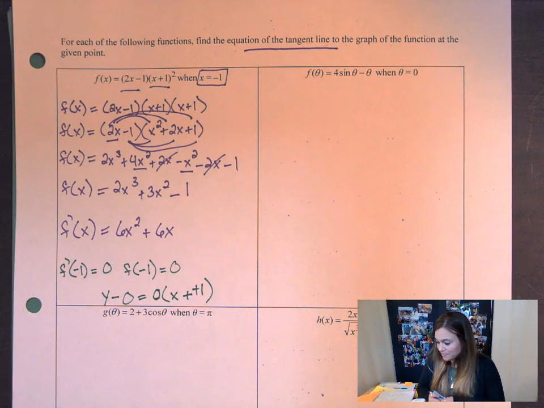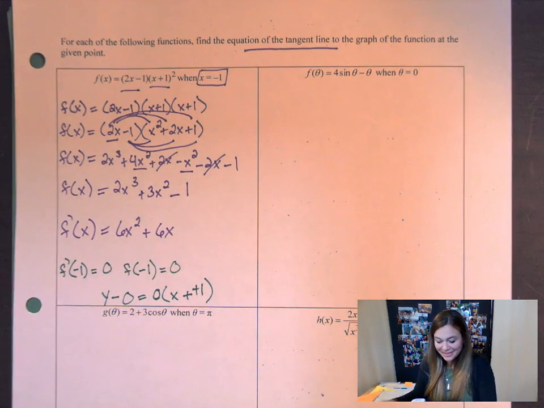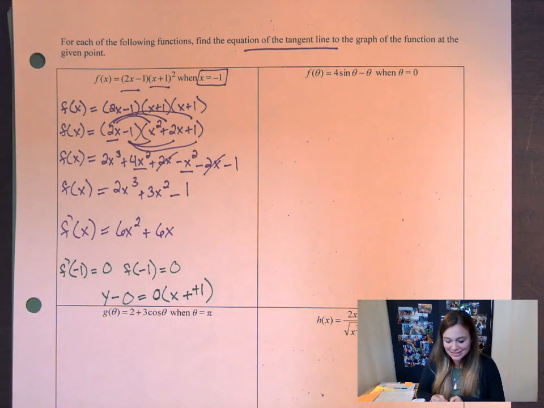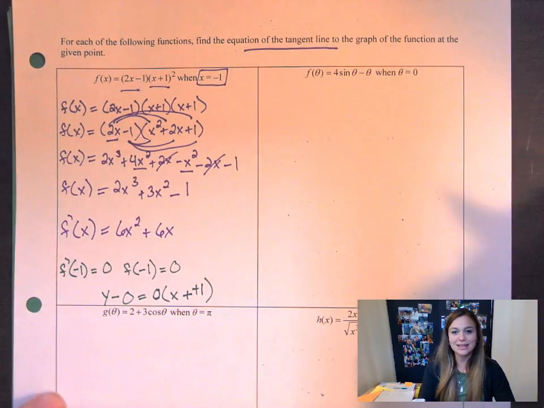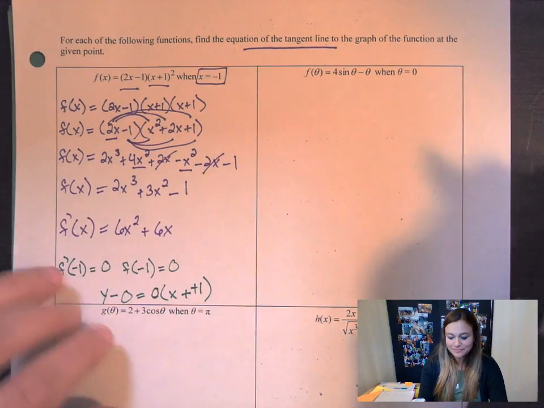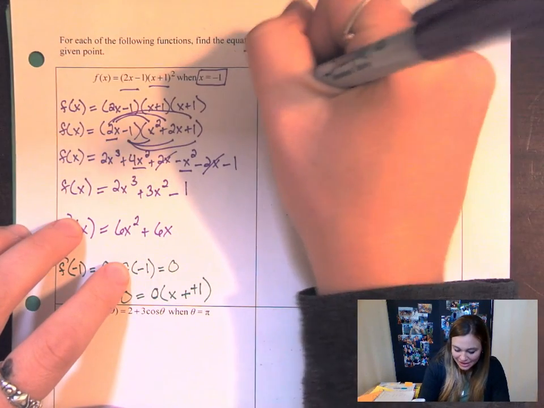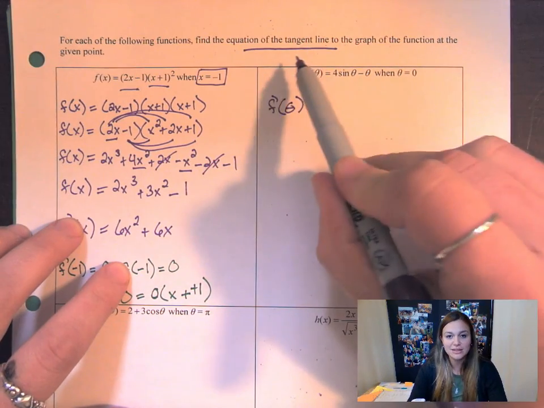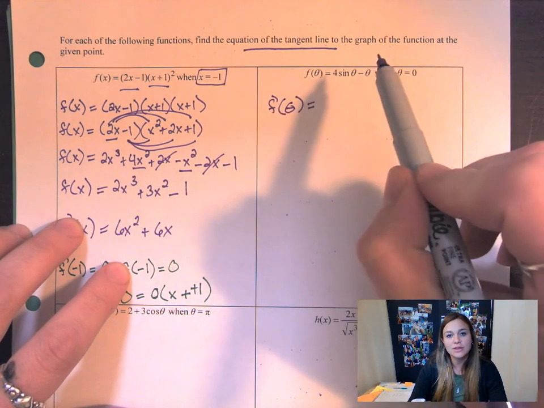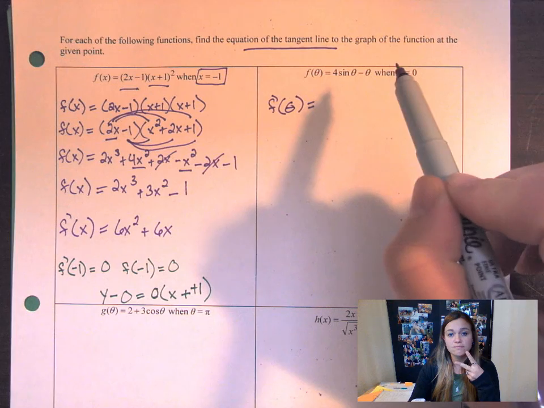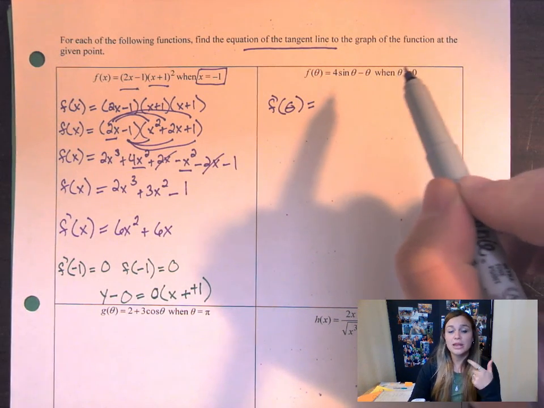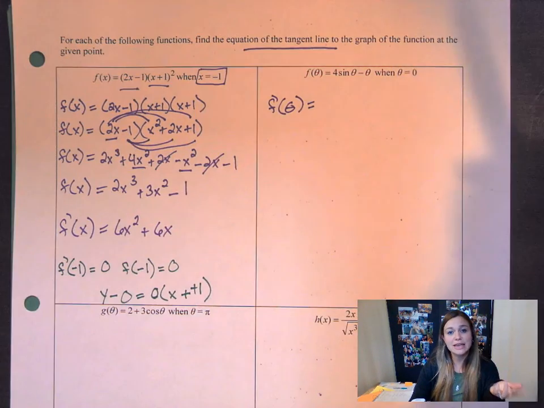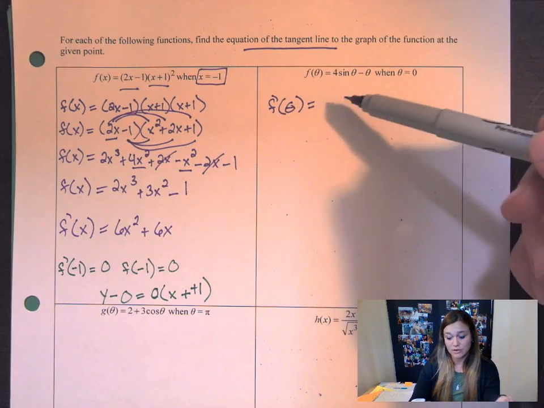Okay, let's do another one. So in this one, yay, we have f of theta, and it says 4 sine of theta minus theta. So what I want to do is find the derivative. And the whole reason why I'm finding the derivative, by the way, is because I'm finding the equation of the tangent line. To find the equation of a tangent line, you need two things. Yep, a slope and a point. And the slope of the tangent line is the derivative. So we're finding the derivative.